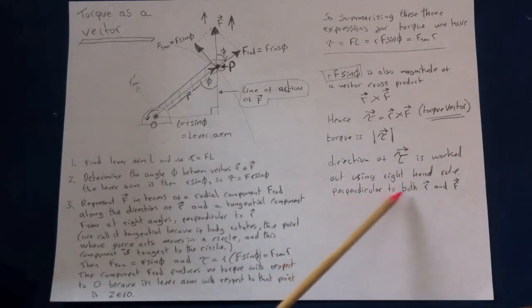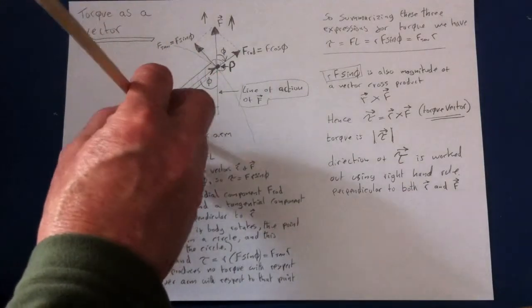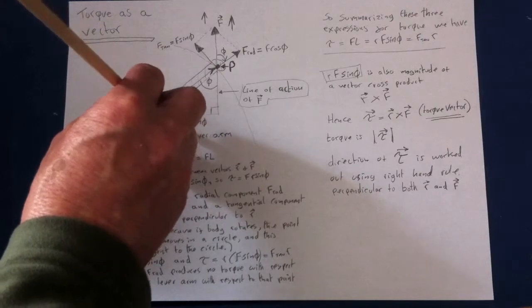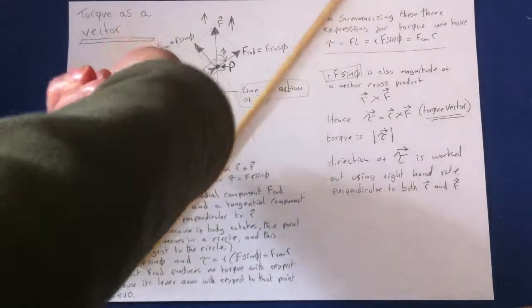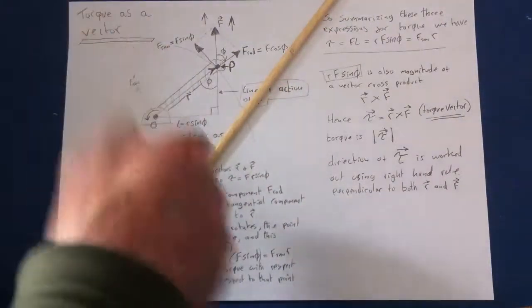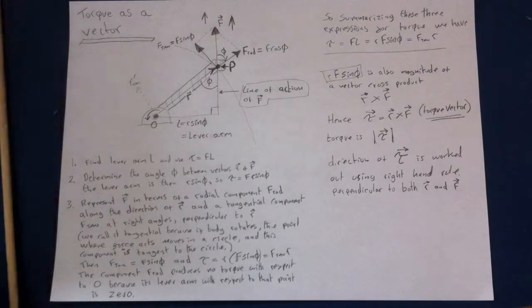Also interesting, the direction of torque is worked out using the right hand rule, perpendicular to both r and F. If we're going to cross r with F, then in this particular case we're going that way, so we're coming out of the page. So that's torque as a vector, and that's a useful general way of calculating torques. When you're in 3D space and you've got all the components of the vector, you can use this torque vector to work out the actual torque. So that's a useful tool, something we might use later on.